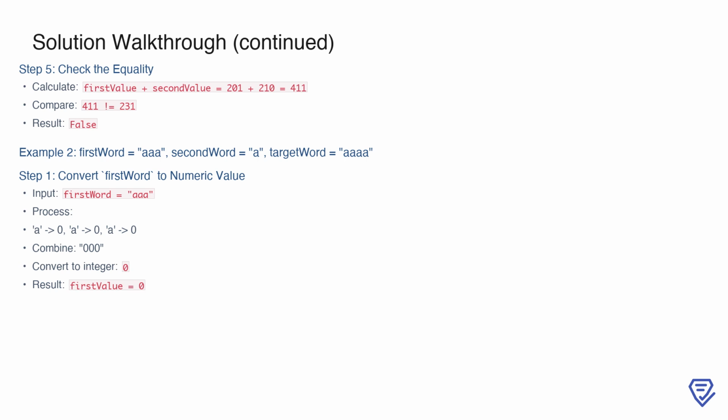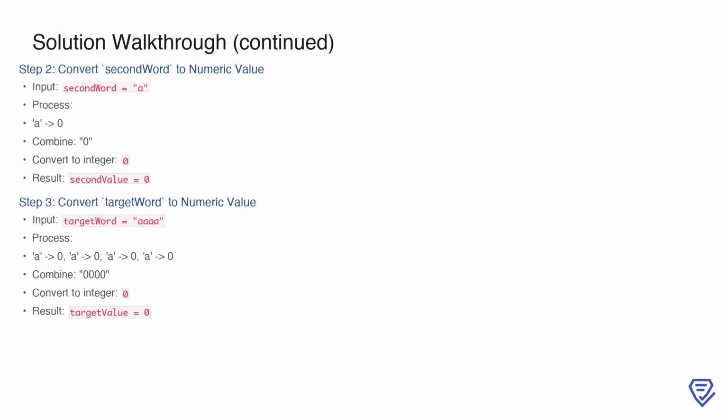Moving on to the next example, we start with first word as AAA. Here, each maps to 0, so combining these gives the string 000, which translates into the integer 0. Therefore, the numerical value of first word is 0. For second word, which is A, we follow the same process. The letter A maps to 0, forming the string 0, which converts to the integer 0.